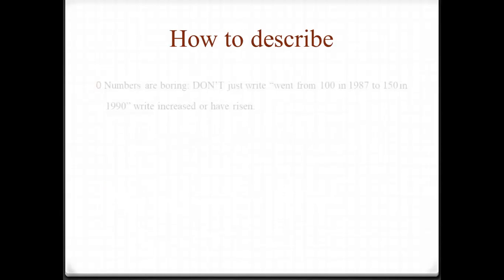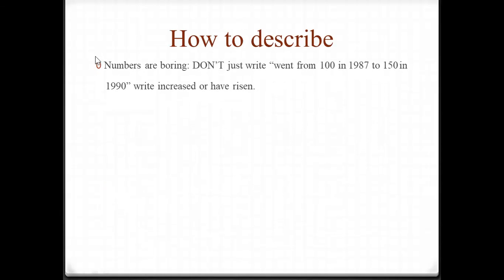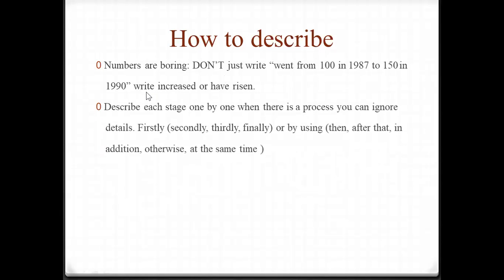So how are we going to describe? Say, for example, we have numbers are boring. Don't just write went from 100 in 1987 to 150 in 1990. Okay? So instead of doing this, you're going to write increased or have risen. Say, for example, from 100, it increased to 150 in 1990, or from 100, it has or it had risen to 150 in 1990. Describe each stage one by one.